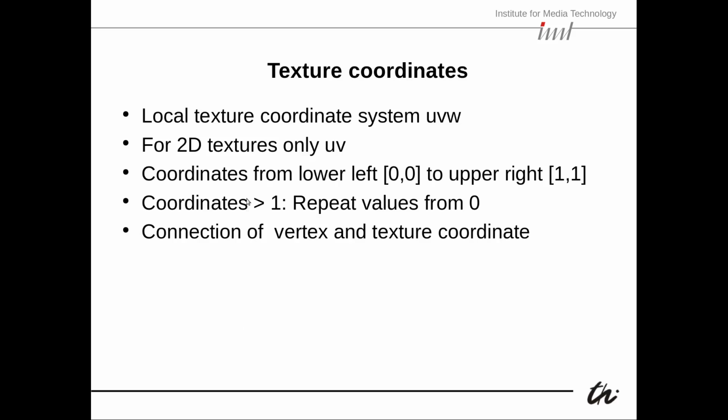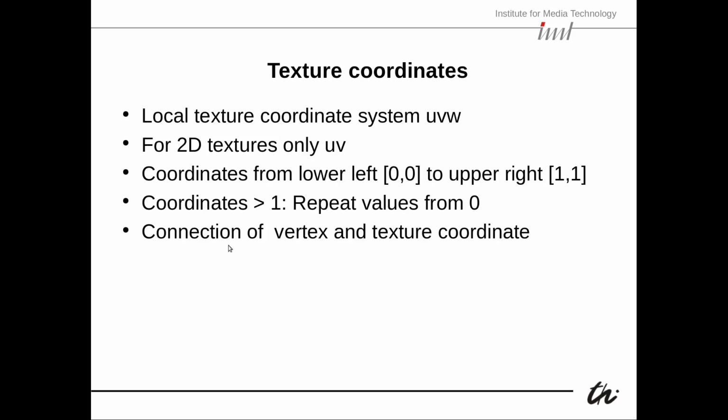So in textures, we have a local coordinate system, UVW. So this is if we have three-dimensional textures. But for 2D textures, like pictures, we only have two coordinates, U and V, because it's just 2D. And usually we have the coordinates from the lower left-hand corner, which has the coordinates 0, 0, to the upper right-hand corner with the coordinates 1, 1. So this is a normalized texture coordinate system. And if we have coordinates larger than 1, we just repeat from 0.